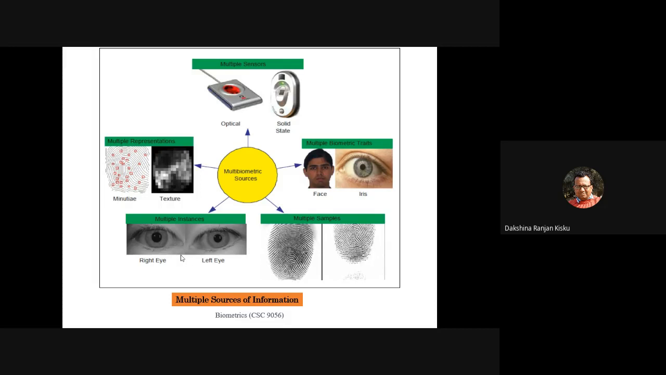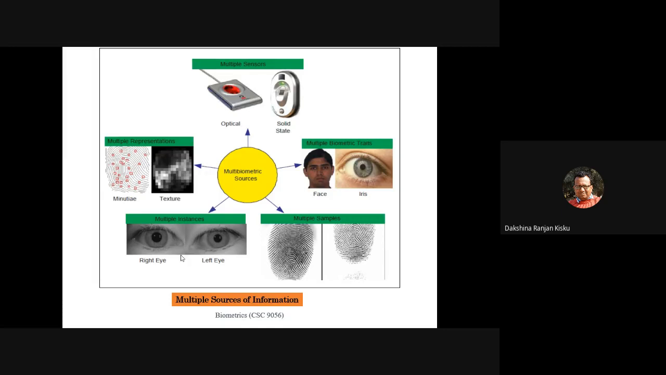We can also use multiple samples. Multiple samples means, for example, if we use our fingerprint to obtain a biometric sample, that fingerprint may be placed in different ways, that means with different viewpoints, so we can have multiple samples of the same fingerprint of the same biometric evidence. If we roll our fingerprint over the optical sensor or solid state sensor, by rolling our fingerprint we can have the multiple samples. These multiple samples can be fused together to develop a multi-biometric system.